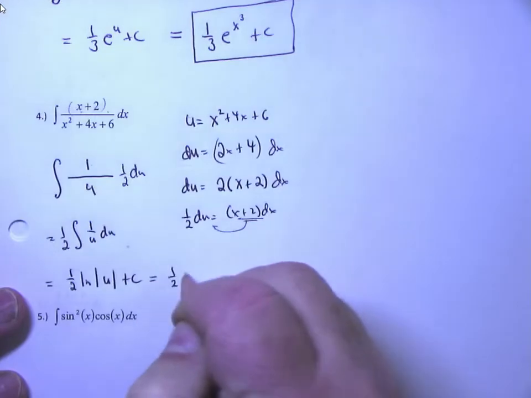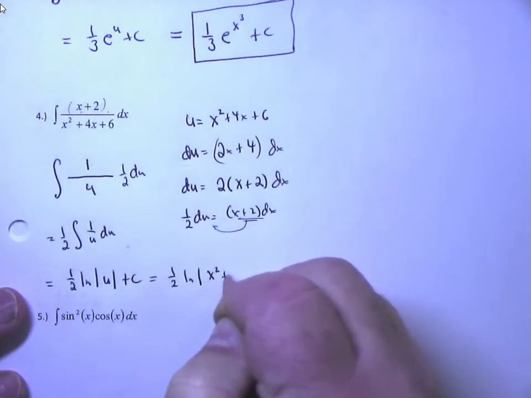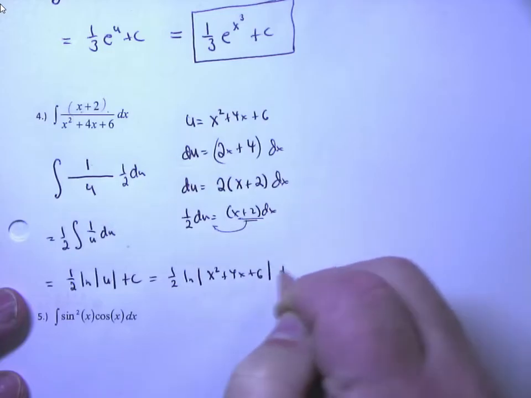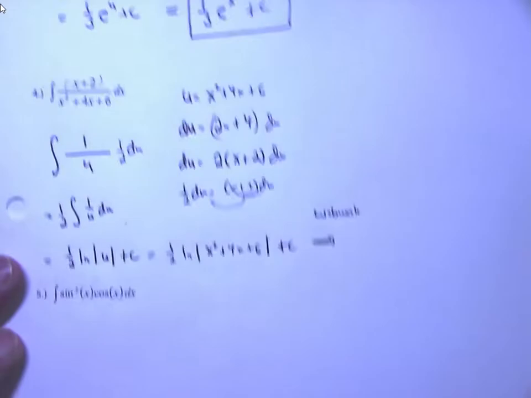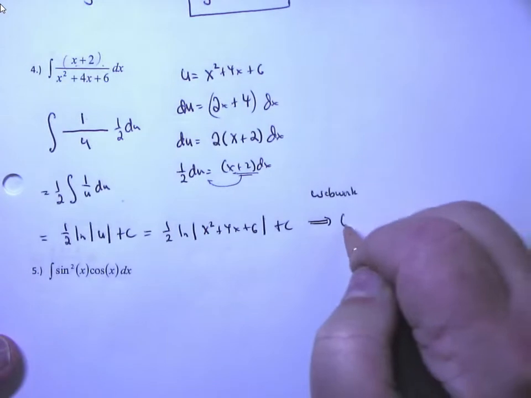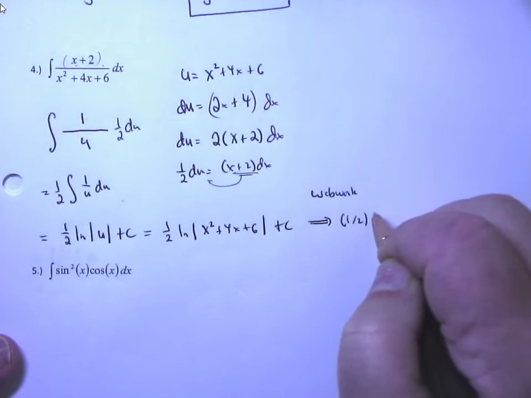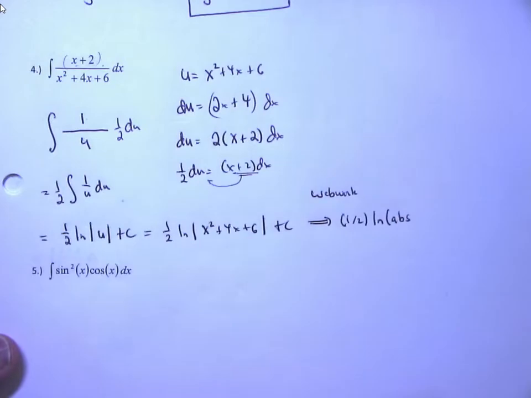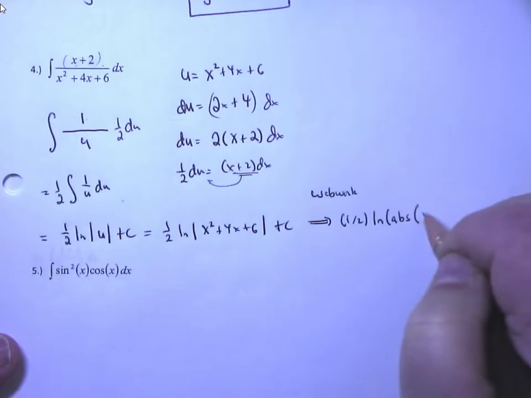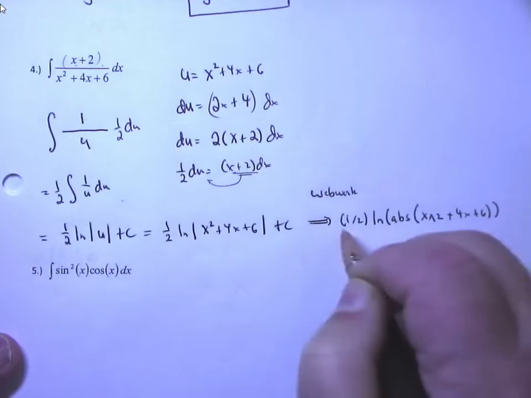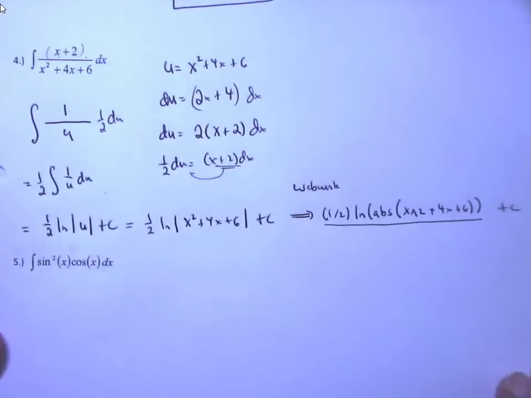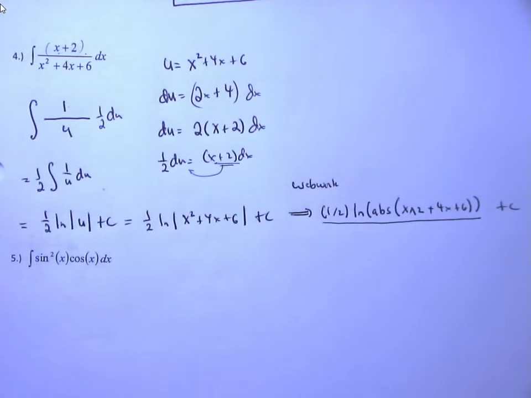So this is equal to 1/2 the natural log absolute value of x squared plus 4x plus 6, close absolute value, plus c. And just to let you know, when you do WebWork, this answer is going to look like 1 divided by 2, natural log, parentheses, ABS is the code for absolute value. If you leave off the absolute value, WebWork is going to count it wrong. Open parentheses, x power 2 plus 4x plus 6, close parentheses, close parentheses. That's what you type in. They usually give you the plus c for free. Does that make sense? Look at the next one.